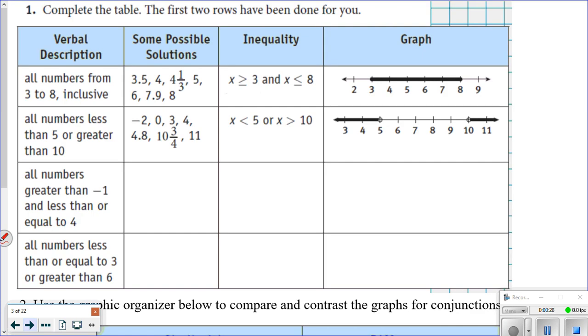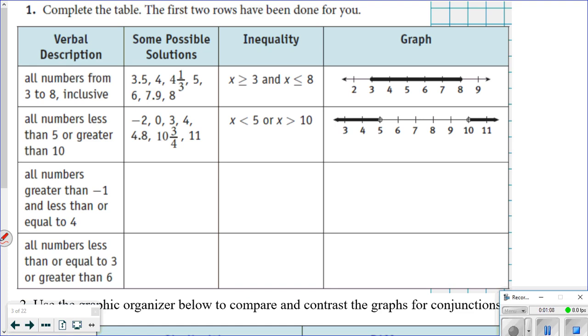If we're looking at this table, the first two rows have been done for us. All numbers from 3 to 8 inclusive. So some possible solutions or answers are 4, 5, 6, 3.5, 7.9, 8, etc. All the numbers between 3 and 8. So if we're looking at the inequality, this is x must be greater than or equal to 3, and x must also be less than or equal to 8.